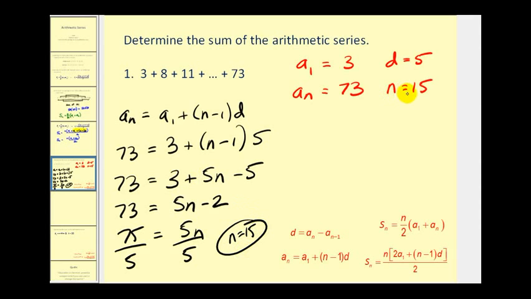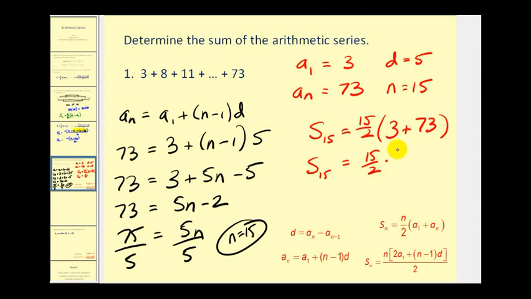Now we have all the information we need to find this partial sum. The sum of the first 15 terms will equal n divided by 2, 15 divided by 2, times the quantity of a sub 1, which is 3, plus a sub 15, which is a sub n, so that's 73. So we're going to have 15 over 2 times, this will be 76, so I'll write 76 over 1. Simplify this, that'll be a 1, that'll be a 38. So the sum of the first 15 terms is equal to 15 times 38, which equals 570.